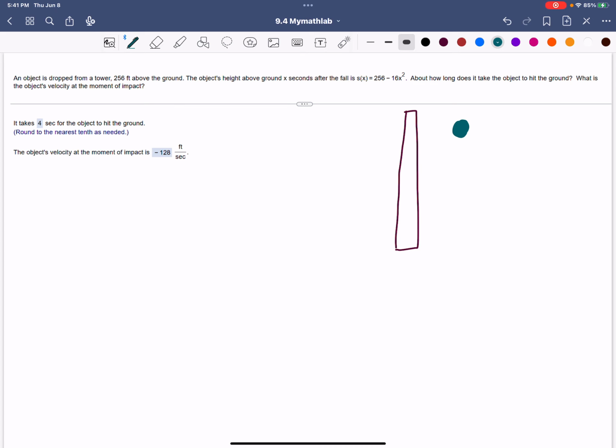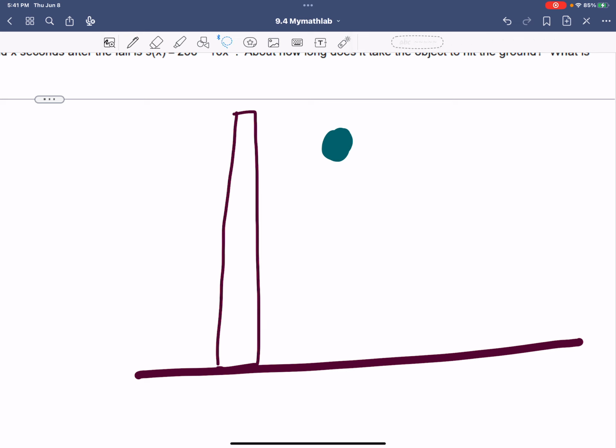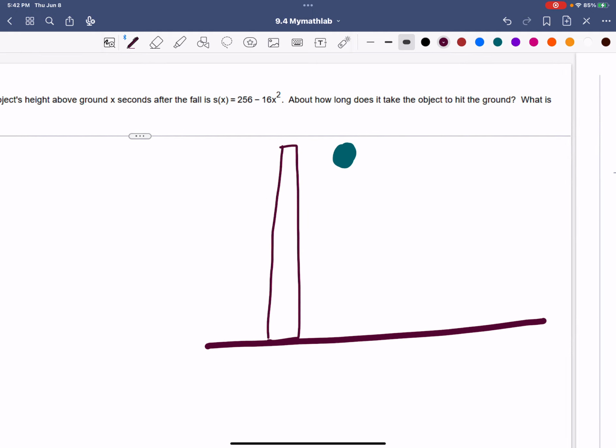Let me draw the ground. Ground is brown color, right? Okay. I am going to draw the ground. This is the ground. So what's happening is they're taking this object and they're dropping it on the ground. Okay, very good. So what they're saying is, hey, we're taking the object and dropping it on the ground.